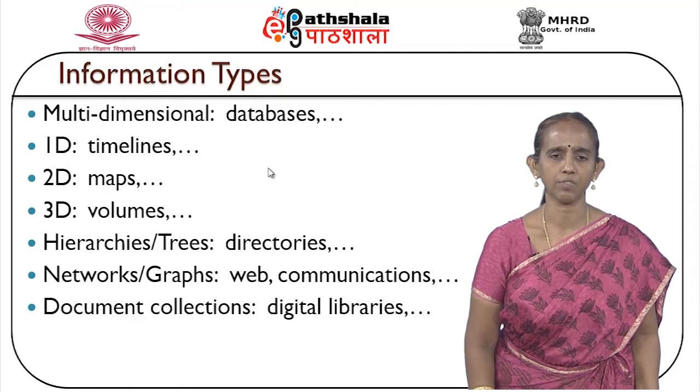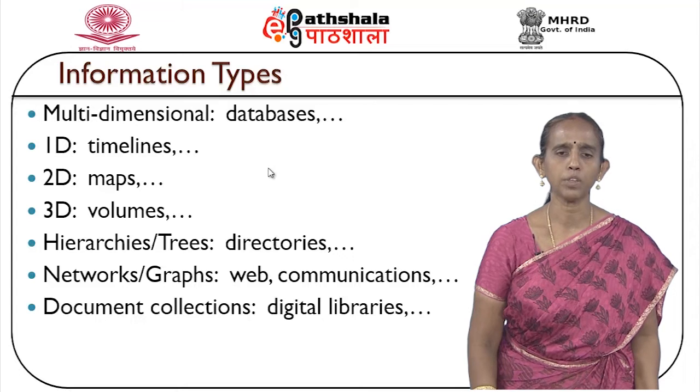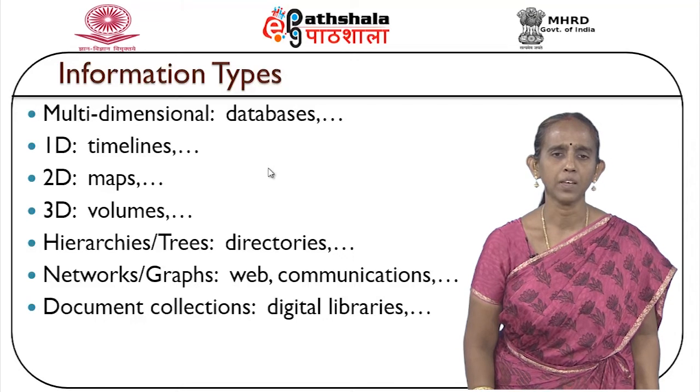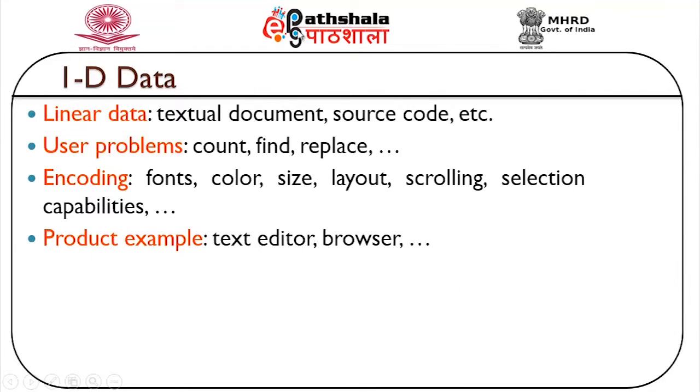For networks and graphs, it is web and communications. For document collections, we have digital libraries as an example, and for multidimensional information type, we have multidimensional data sets. So let us look at each and every data type in detail.